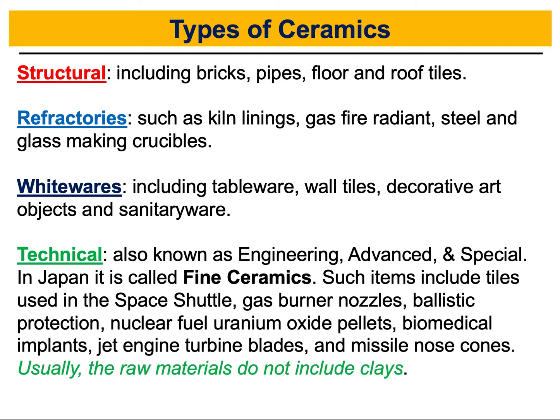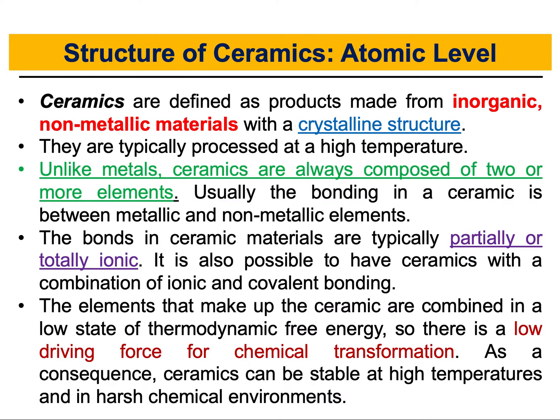We need to learn more about ceramics. We need to look into the internal structure of the ceramics. How are they made, and what are the elements that make ceramics? So if we look at the structure of ceramics and go to the atomic level, ceramics are defined as products made of inorganic, non-metallic materials. So they're not metals and not organic. And when we say organic, organic means materials that are found inside biological tissue: carbon, hydrogen, oxygen. So those are organic materials. Inorganic are the other materials, and also there should be non-metallic.